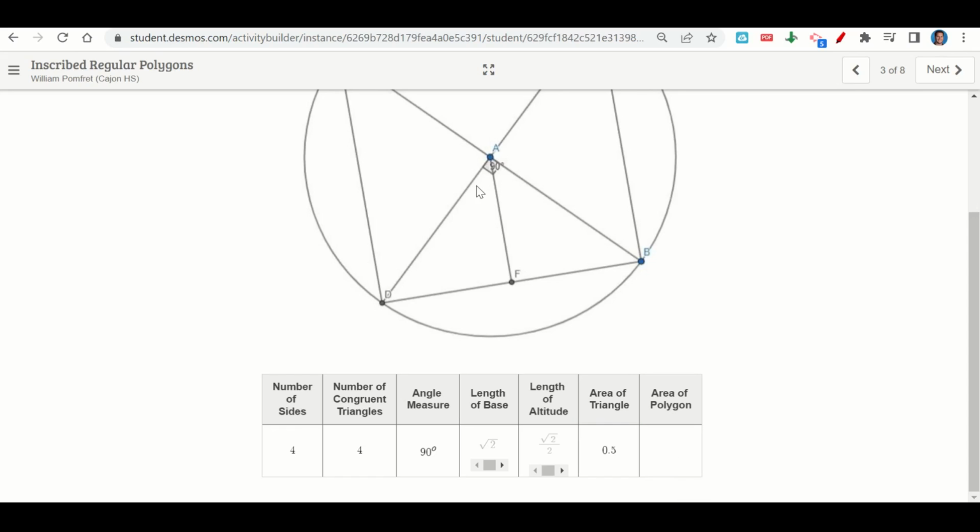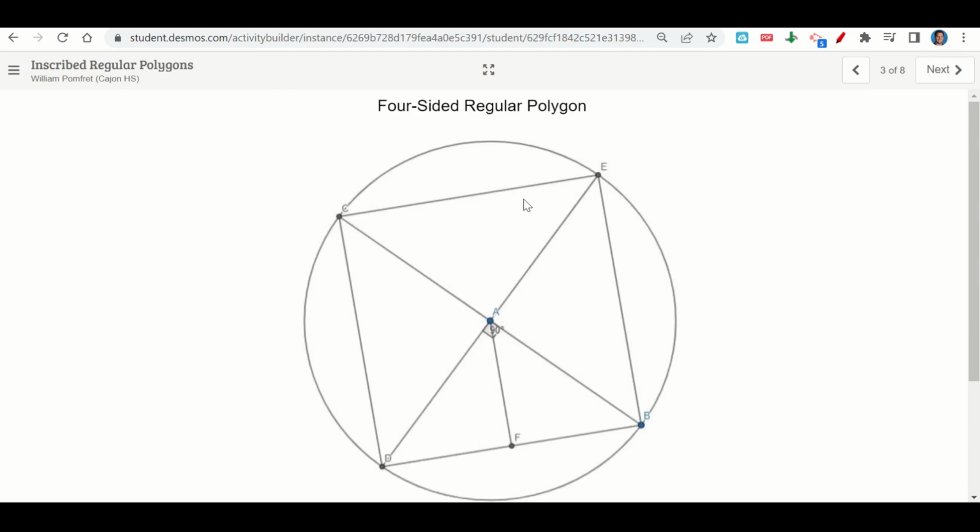Now the area of the polygon, we're going to multiply the area of the triangle times how many triangles there are. So the area was 0.5, and there's 1, 2, 3, 4 triangles. So 1/2 times 4 is 2. So that would be the area of the polygon. Notice we have quite a bit of negative space here along the outside that's not included in the polygon. And then we'll click Next.